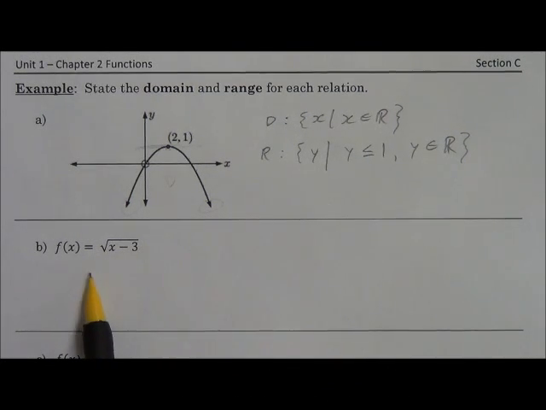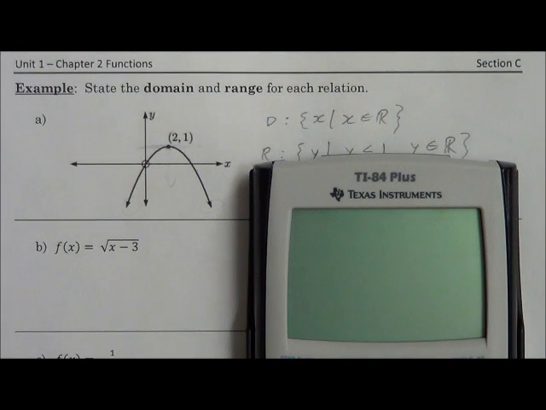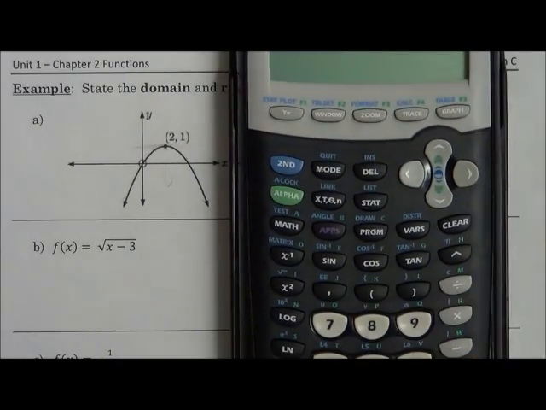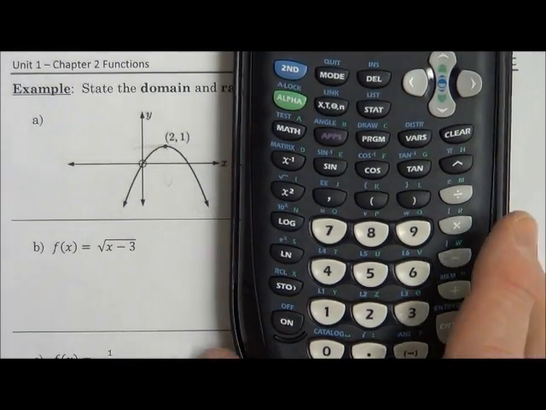Okay, so for example B, we've got f of x equals the square root of x minus 3. Well, we may not know what that looks like, and being that we're in IB and part of your final exam is going to be with the calculator, we're now going to use the TI-84 to see what this actually looks like. So we're going to turn this on. The on button's down here at the bottom.